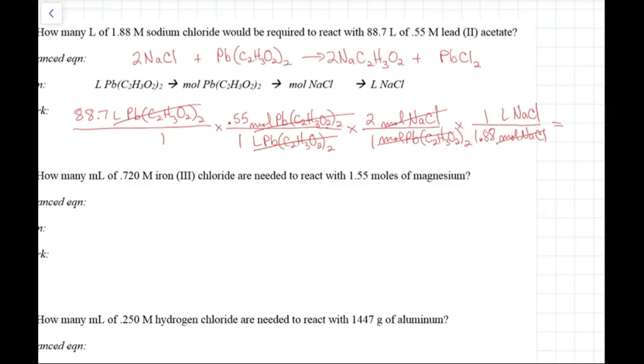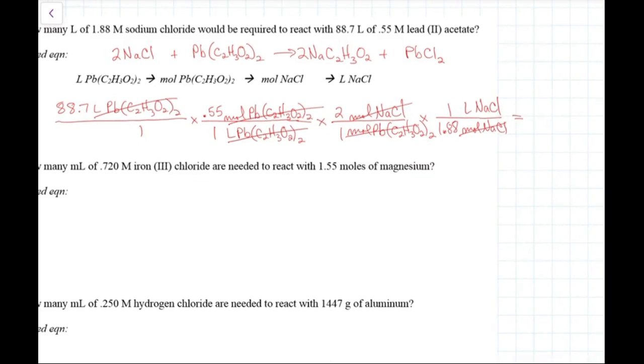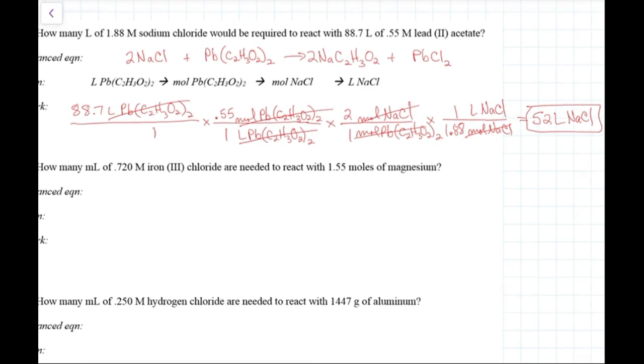All right, so if I do the math, multiply across the top, multiply across the bottom, and then divide, we should get 51.9, or with 2 sig figs, 52 liters of NaCl. And there we go. All right, and that answer is kind of in line with my starting number. It's a big volume, but so is my starting number, which was 88.7 liters.